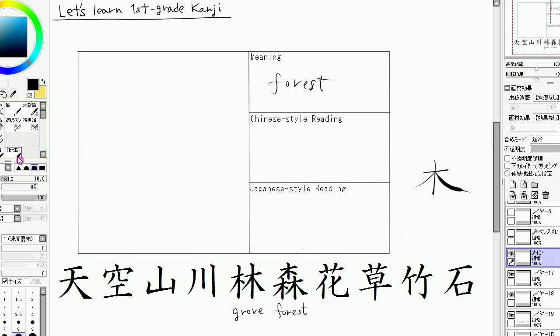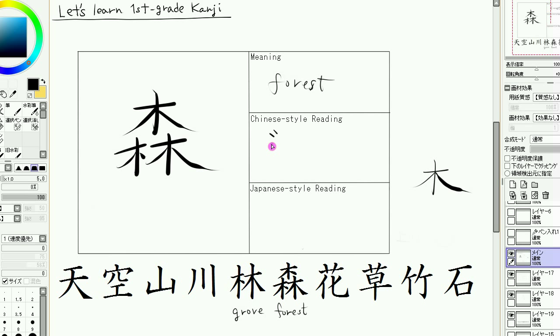Forest. Okay, when you write it in this typed one, the first tree, the top one, has a right part stopped. It's not a sweep, but that's not usual. Usually we just write a normal tree with sweep and sweep, and then lower than that you write a grove like that. So this means forest, and Chinese style shin, Japanese style is mori.